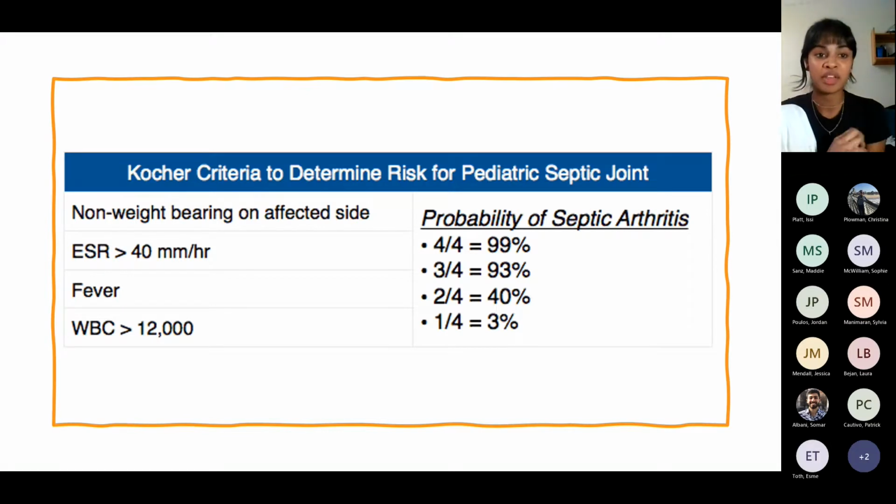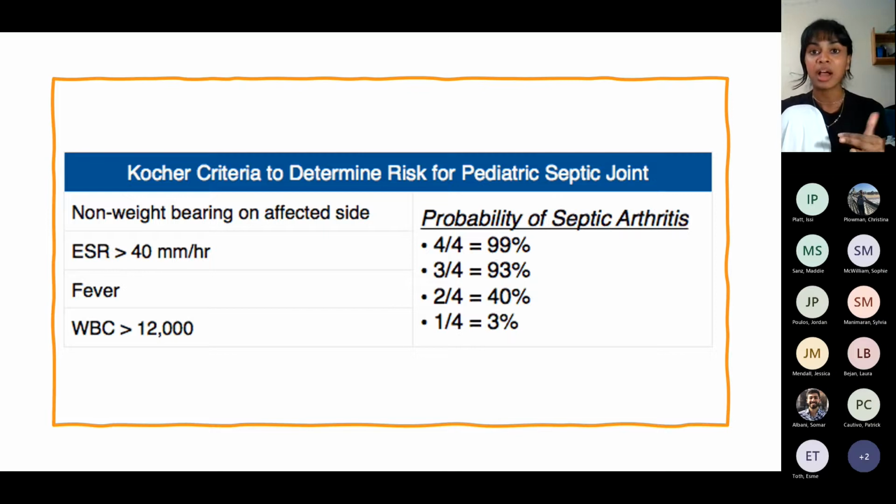So it's: are they non-weight bearing on the affected side? Is their ESR over 40? Do they have a fever? And are their white blood cells over 12? And essentially the important thing to remember is that 3 or 4 out of 4 means they almost certainly have septic arthritis.